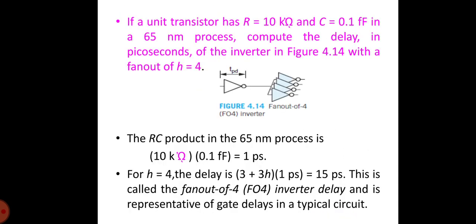So if a unit resistor has R equal to 10 kilo ohm and C equal to 0.1 picofarad in a 65 nanometer process, you have to compute the delay in picoseconds of the inverter with a fan-out of H equal to 4. So from the diagram the RC product in the 65 nm process is 10 kilo ohms into 0.1 picofarad, which is equal to 1 picosecond. For H equal to 4, the delay is (3 plus 3H) into 1 ps, which is equal to 15 ps. And this is called the fan-out of 4 inverter delay and is representative of the gate delays in a typical circuit.